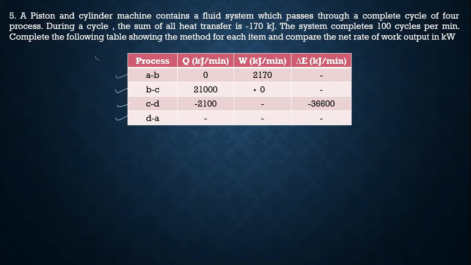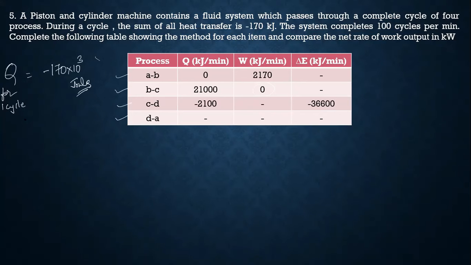And B to C, if you look at that, is a constant volume process. Okay, let us take what else. During the cycle, the sum of all heat transfer is minus 120 kilojoules. Therefore, the heat transfer for one cycle is minus 170 kilojoules, that is 10 to the power of 3 joules for one cycle.